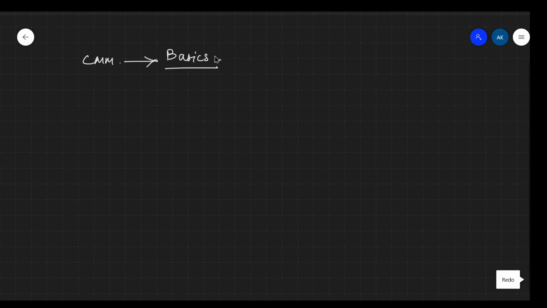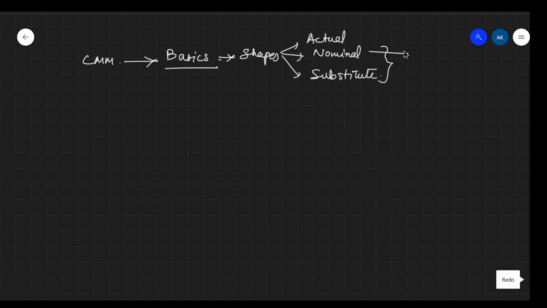Basics as in what this machine is, what it does, and what the different types of shapes are. In shapes we studied three types of things, which were actual, nominal, and substitute. You need to remember that we compare nominal and substitute. Nominal was by CAD, substitute was what CMM made by numerical techniques.